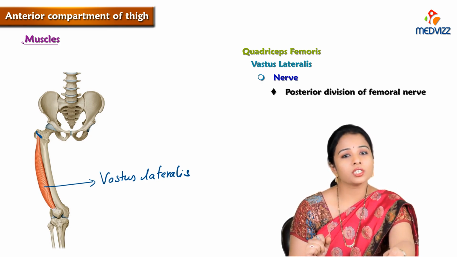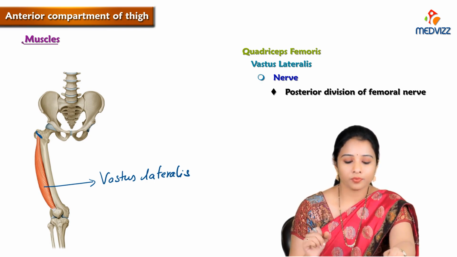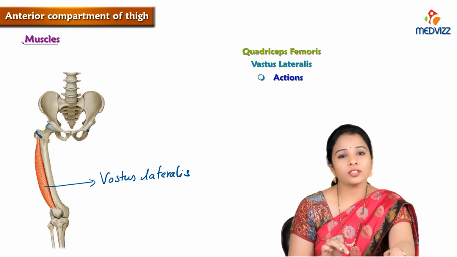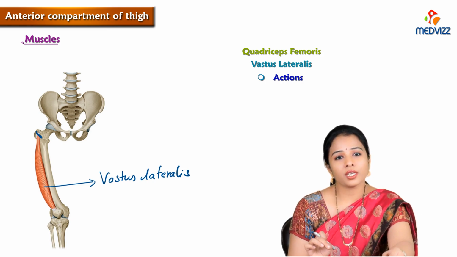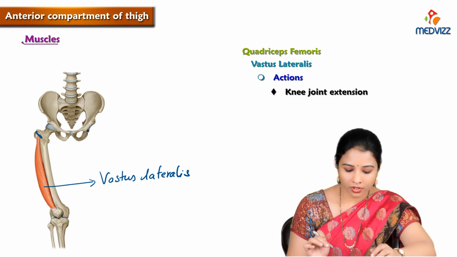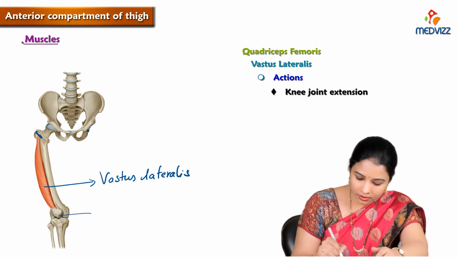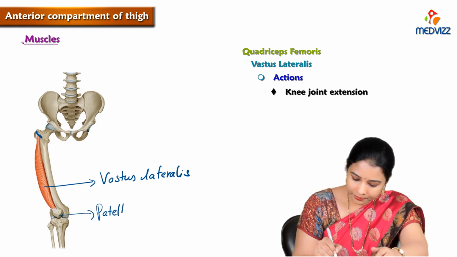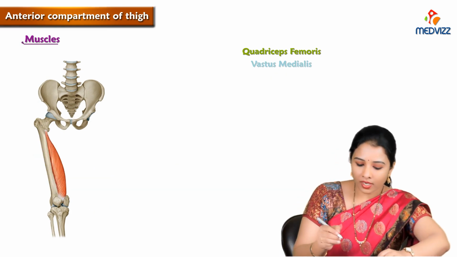So it is supplied by the posterior division of the femoral nerve. And as it crosses only the knee joint, its action is mainly the extension of the knee joint. So we can see the patella clearly here. So the next is vastus medialis.